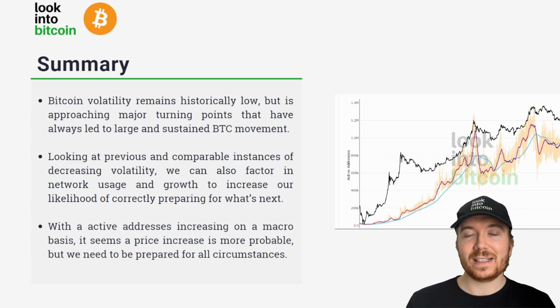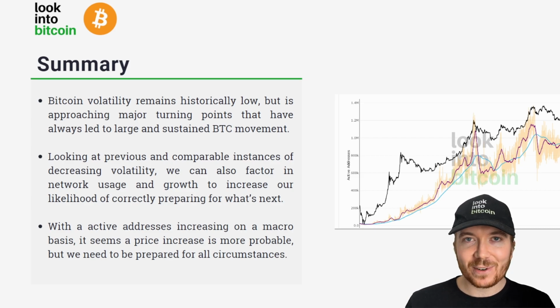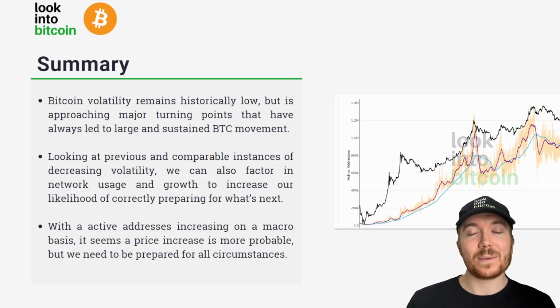And with active addresses increasing on a macro basis, and like we saw with the 60-day crossing above that yearly average for active address trend growth, it seems a price increase is far more probable. But we do always need to prepare for all circumstances. Just because historically these instances have led to one outcome doesn't necessarily mean it's a certainty going forward. So prepare for every instance, prepare for all circumstances, manage your risk. But ultimately, looking at the probable outcomes, I think we can say that this one is probably going to be favorable over the next few weeks and months.